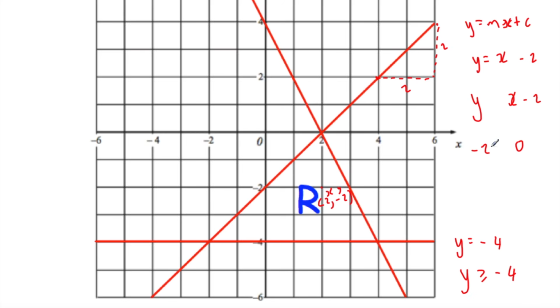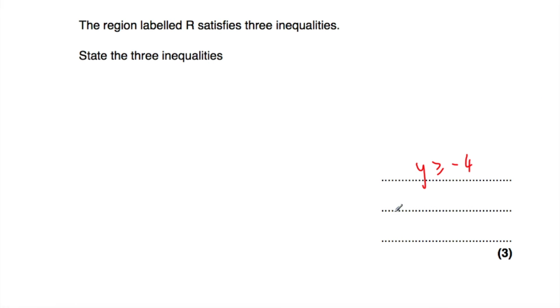So to get the inequality sign the right way around, we're going to need to write less than or equal to, because it's a solid line, it's got the equal to part. So it means that y is less than or equal to x minus 2. So that's our next inequality. Y is less than or equal to x minus 2.